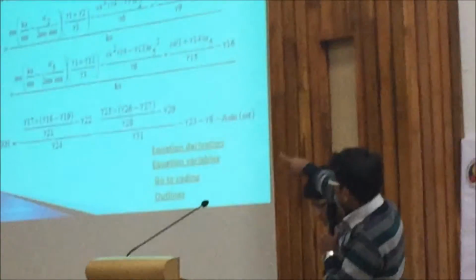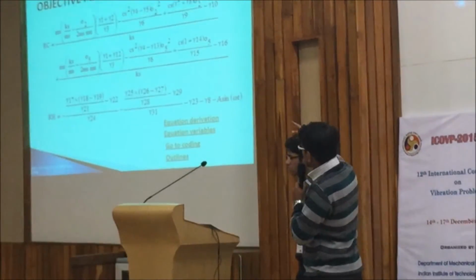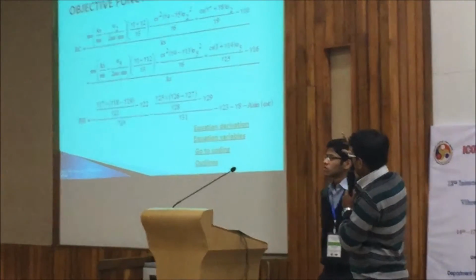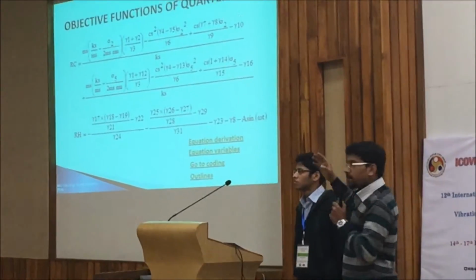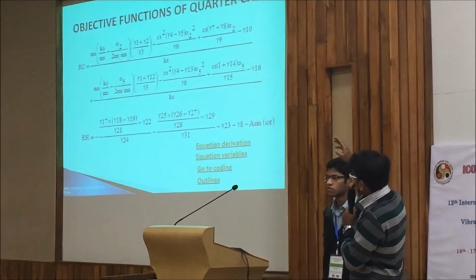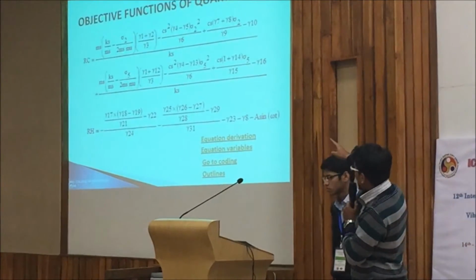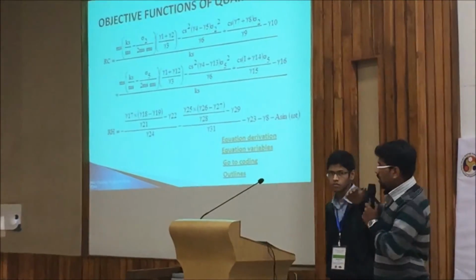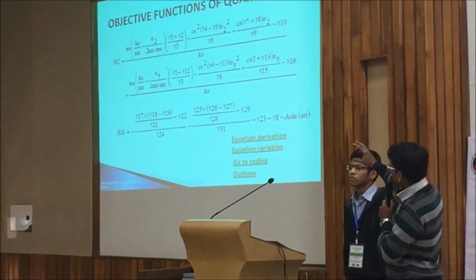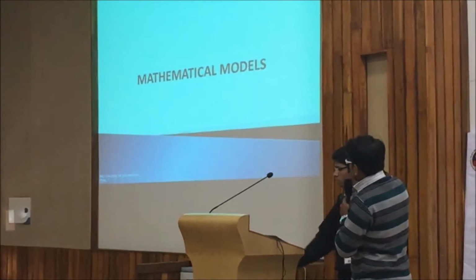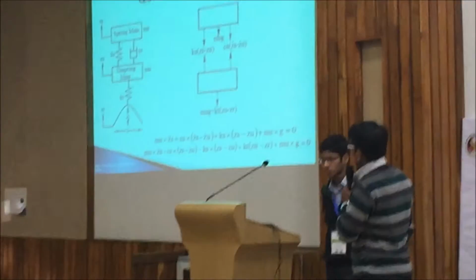So this is the objective function of the quarter car. We can see the two equations, RC and RH. RC is ride comfort, and RH is road holding. These two equations are for the basic quarter car model, and they are obtained by model analysis, which was entirely coded in Matlab software. The parameters sigma and gamma represent a part of the equation. Since the equation was too large, we have represented part of the equation by gamma and sigma. After we get the objective function for the quarter car, we move to the mathematical model.